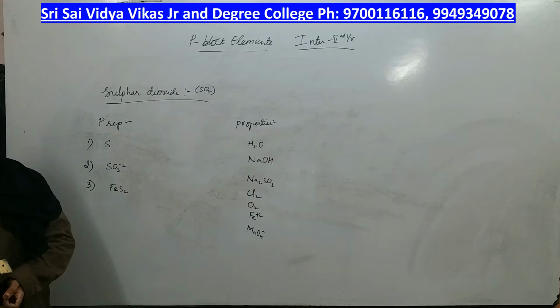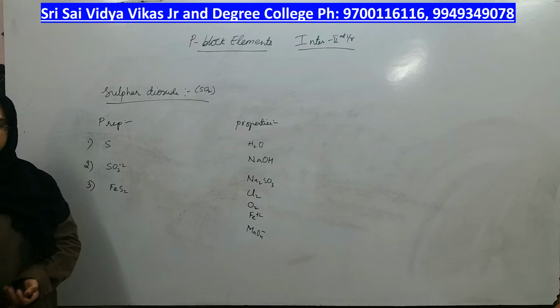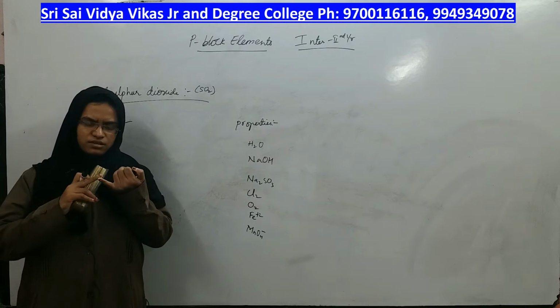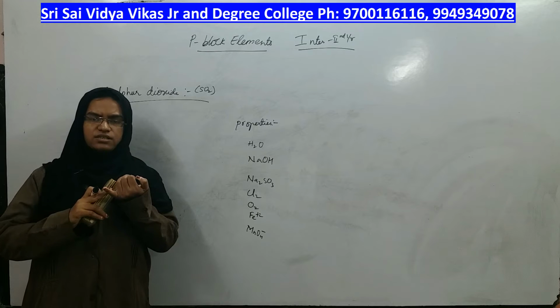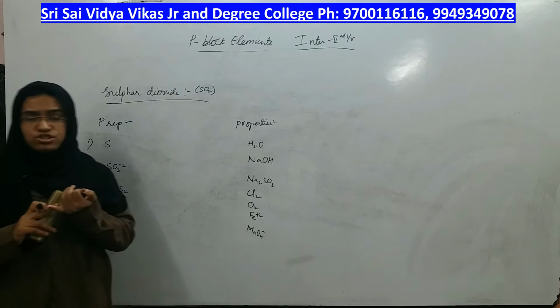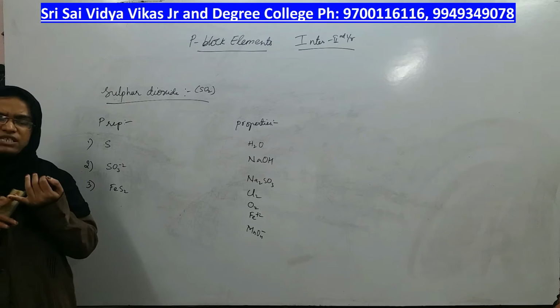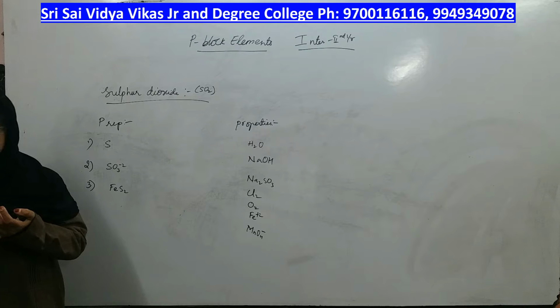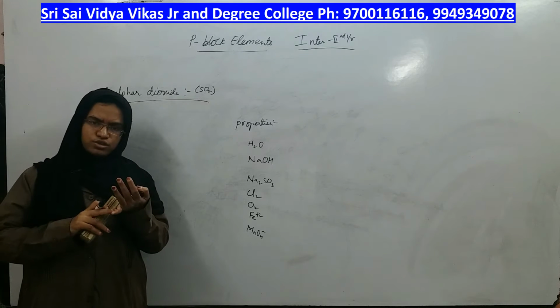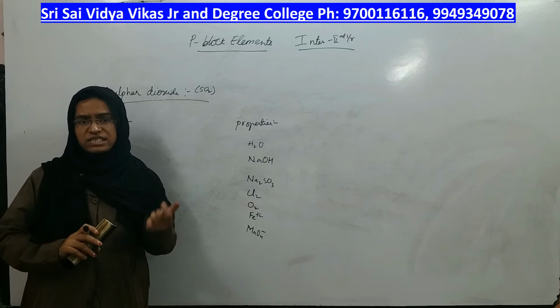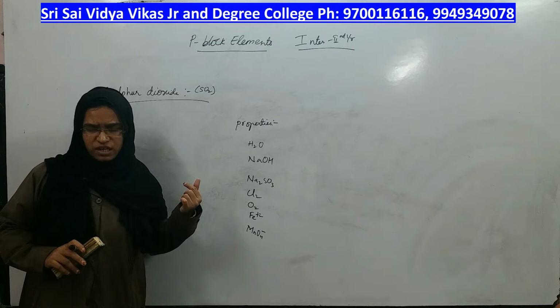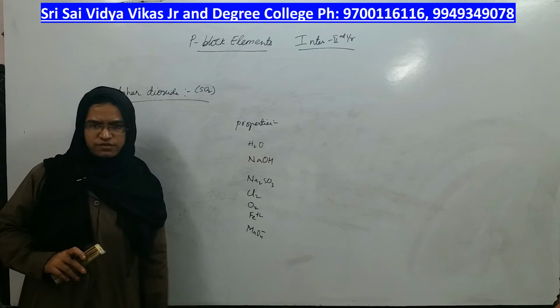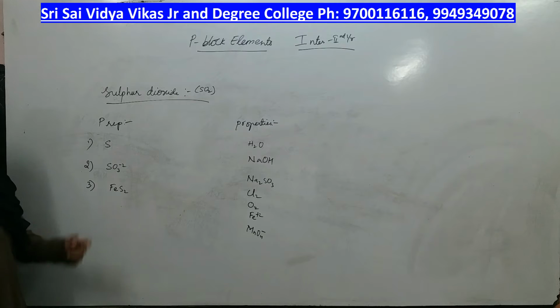Now let us start the different compounds of sulfur, starting from its oxides and sulfur dioxide, right? Acids of sulfur we have to see, and one oxide of sulfur which is very common, which is sulfur dioxide. Sulfur trioxide is also there, but the most useful is sulfur dioxide. So we will study the preparation of sulfur dioxide and the properties of sulfur dioxide. Let us come to its preparation.